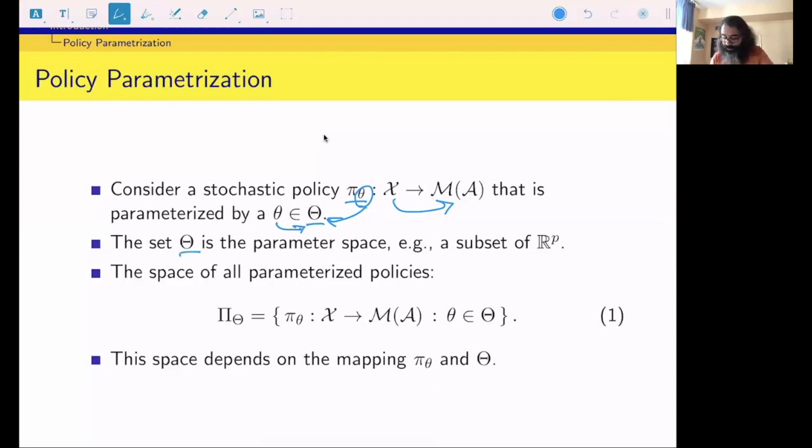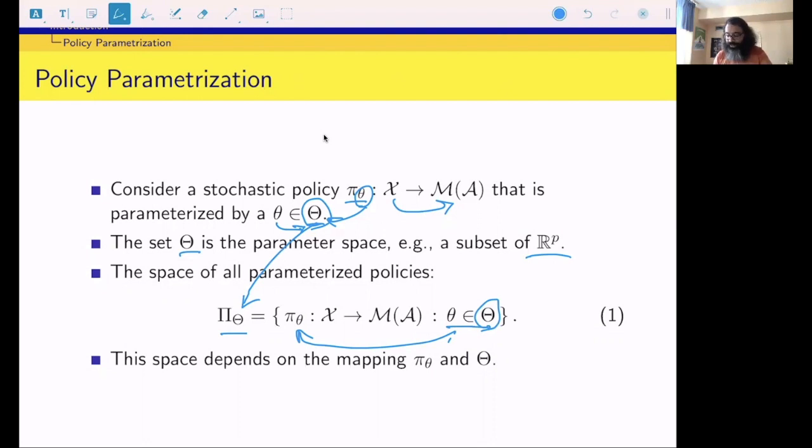For example, this parameter space can be a subset of R^p. So we use a p-dimensional vector in order to represent our policy. And then given this capital Theta, we can get the capital Pi of capital Theta space. That would be the space of all policies that we have, which is basically saying that we change thetas and we get different policies. So this is the space of policies induced by this space of parameters.